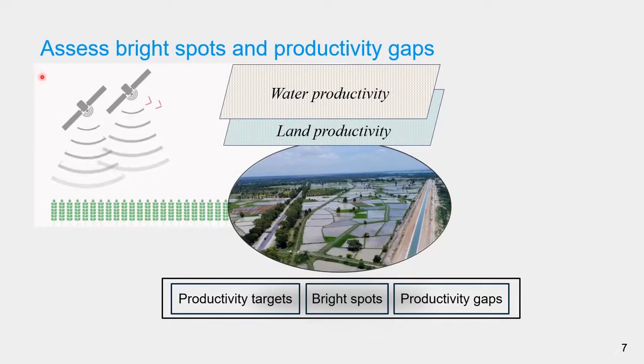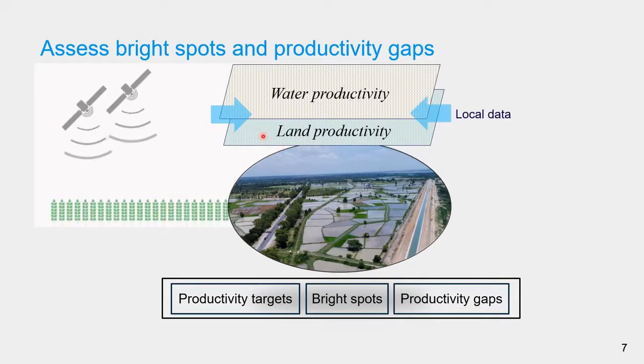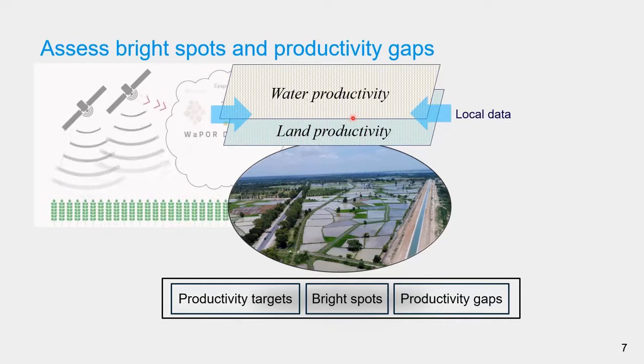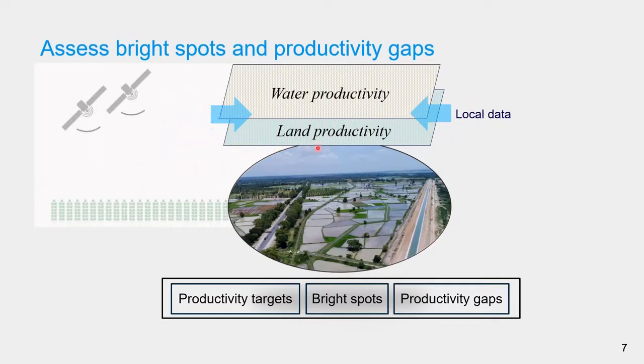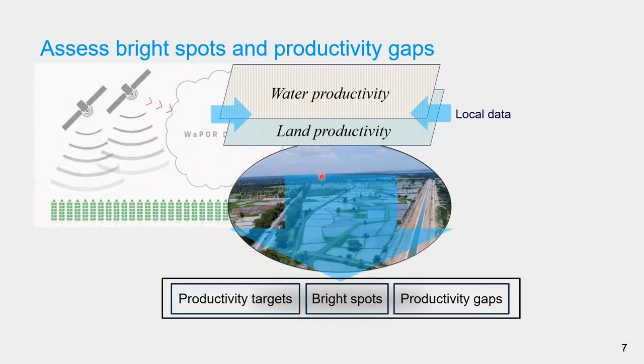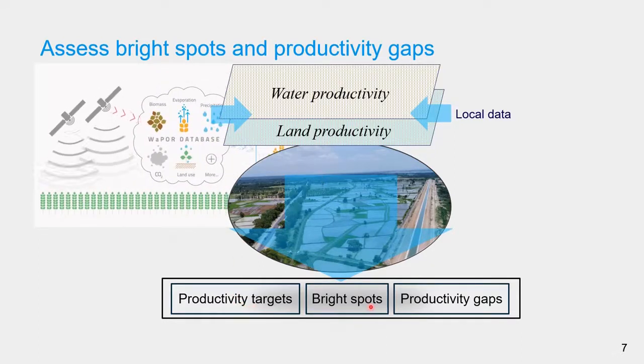WaPOR dataset can be used to assess bright spots and productivity gaps. Firstly, the water and land productivity in space and time can be estimated using WaPOR data and local information. These indices can further be used to analyze productivity target, bright spots, and productivity gaps.